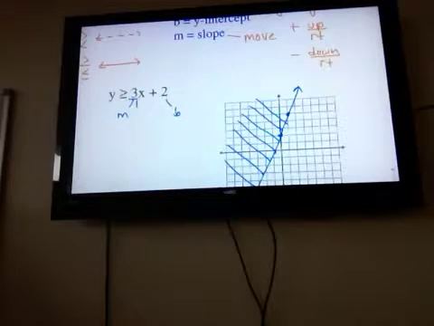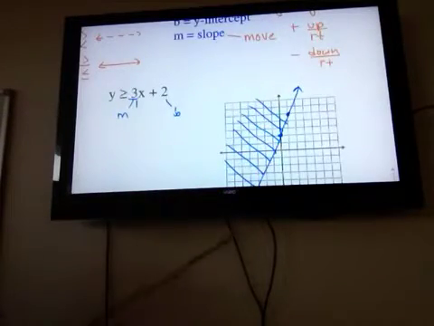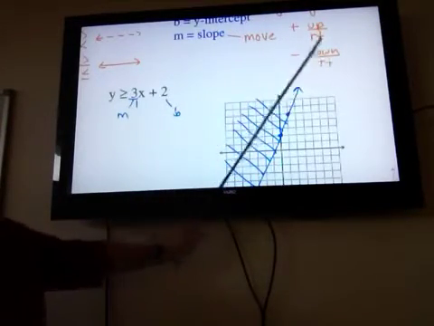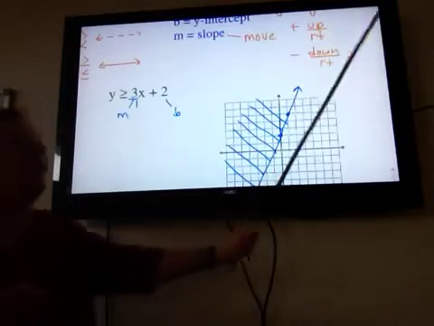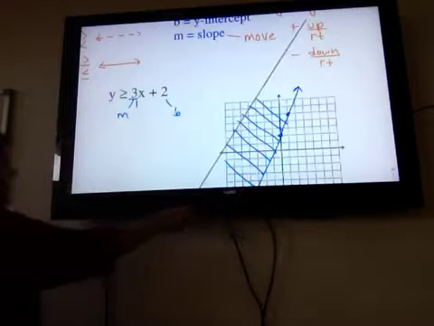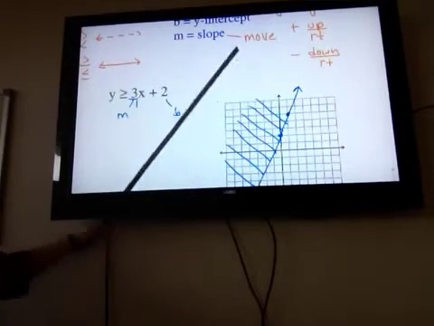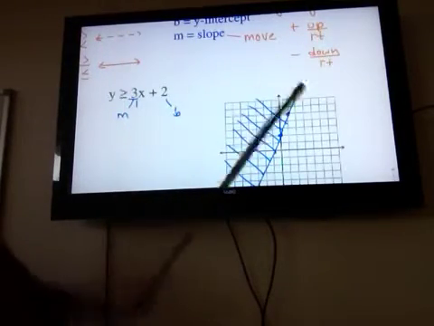Yes, dear? Why would you shade the entire side? Why wouldn't I? Why would you? Because that means every ordered pair, like this line goes on forever and ever. So it's either the numbers on this side of the line work or the numbers on that side of the line work. In this case, all these points all the way up this way forever and ever are going to work. So it shades infinitely. Obviously, I'm not going to keep shading, but it's all of those points or all of these points.